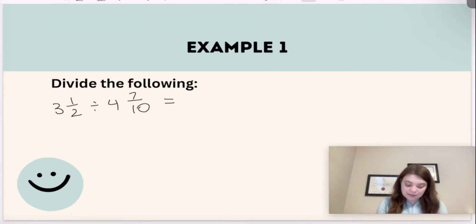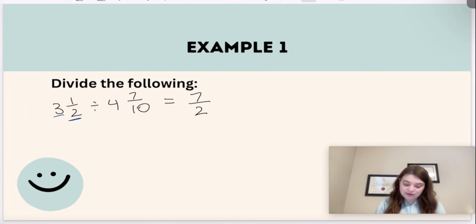So for this first one, I'm going to multiply 3 times 2 to get 6. And then I'm going to add 6 to the numerator, which right now is 1. So I'll be adding 6 and 1 to get 7. Then the denominator stays the same. So 3 and 1/2 is the same as 7 over 2.